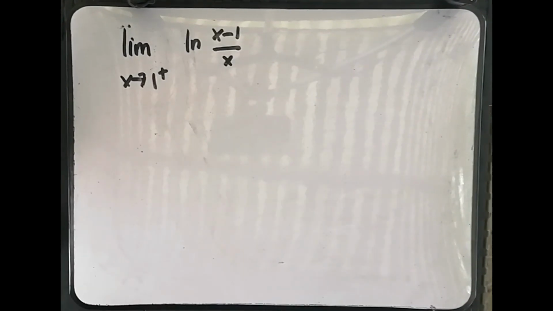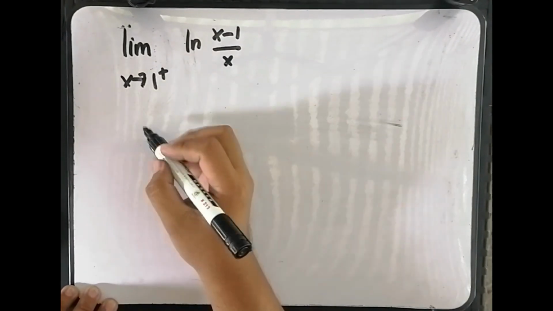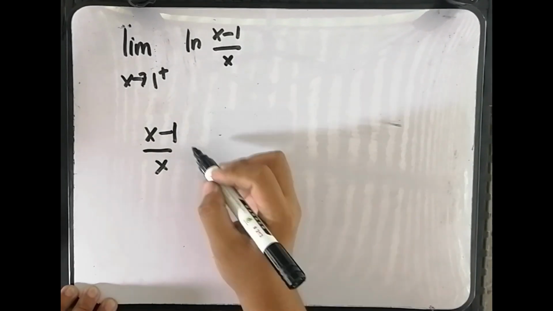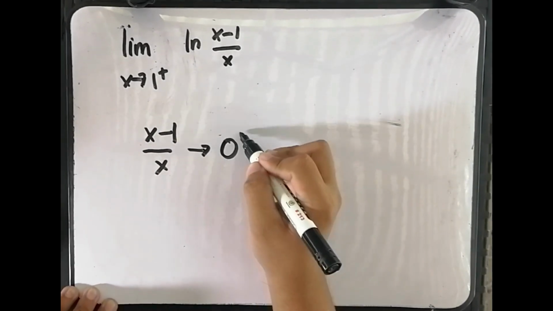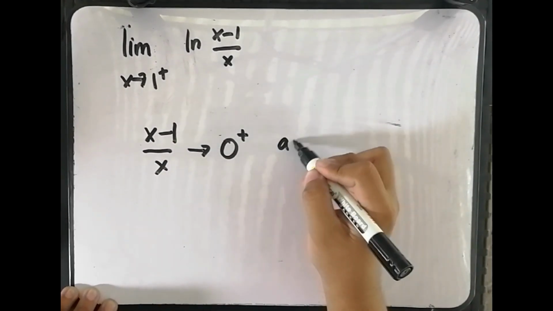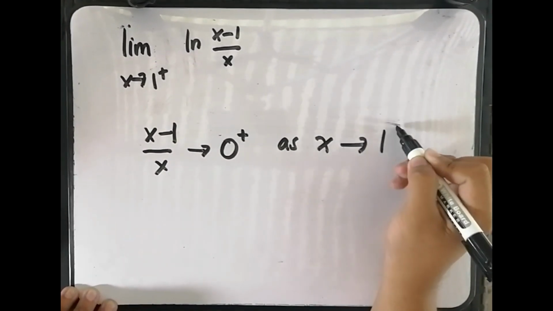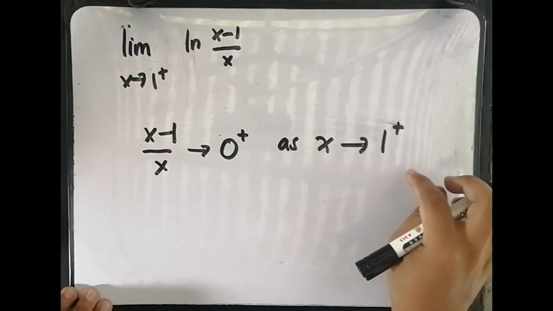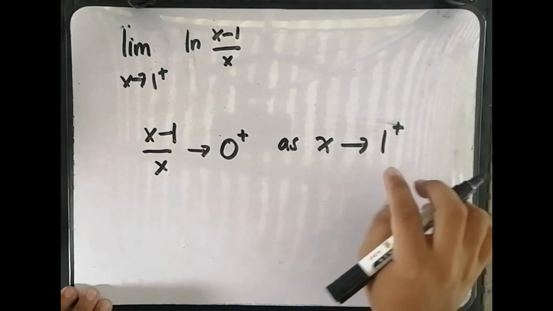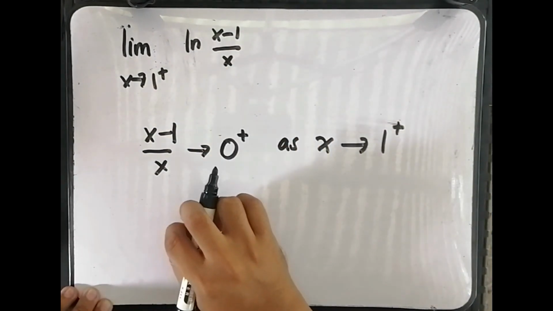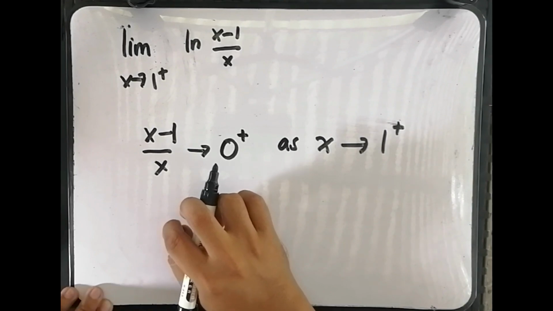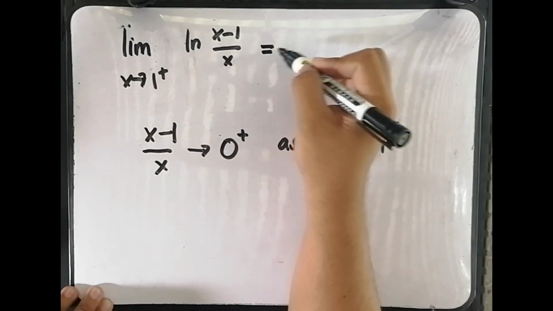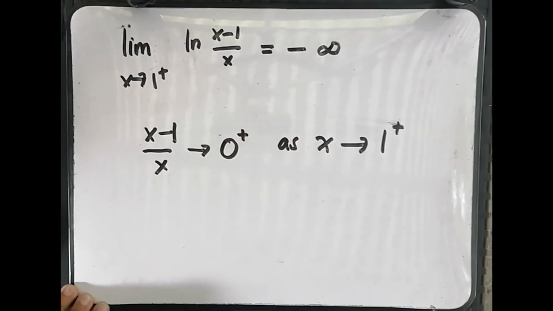Now, let's find the limit of ln of (x minus 1) over x as x approaches 1 from the right. Note na yung argument nito, di ba, (x minus 1) over x, this approaches 0 positive as x approaches 1 from the right. So using this fact and theorem number 1, we arrive at the conclusion that the limit of ln of (x minus 1) over x as x approaches 1 from the right is actually equal to negative infinity.